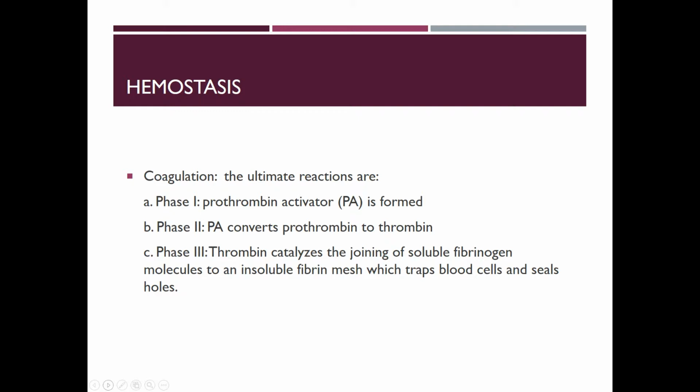Anytime you see pro in front of a word or ogen on the end of a word, those are substances that are not in their active form and need to be changed in order for them to become active. So in the case of prothrombin, prothrombin activator will change prothrombin into thrombin. And then thrombin, once it's activated, will catalyze the change of soluble fibrinogen into an insoluble fibrin, which will then allow a mesh to be formed, which will trap red blood cells and seal up the holes in the endothelium.